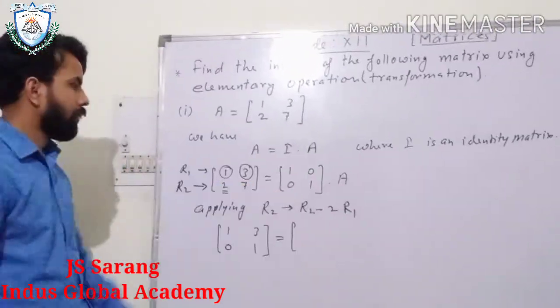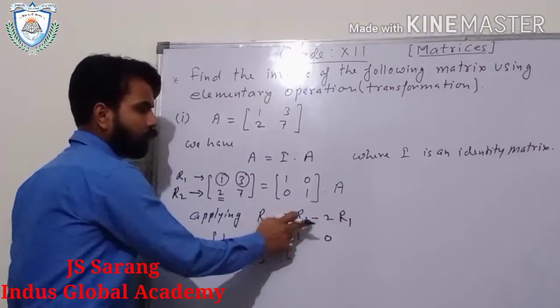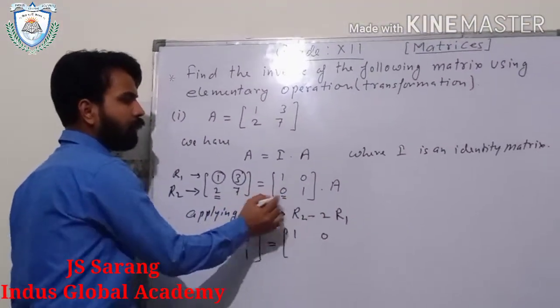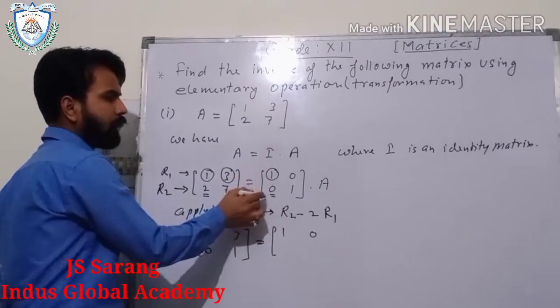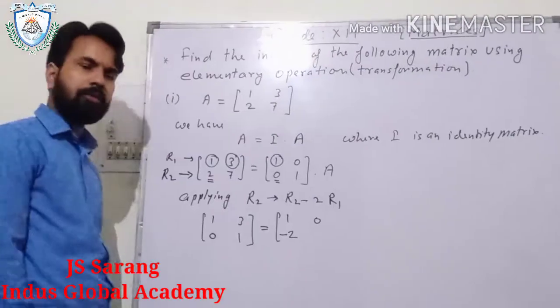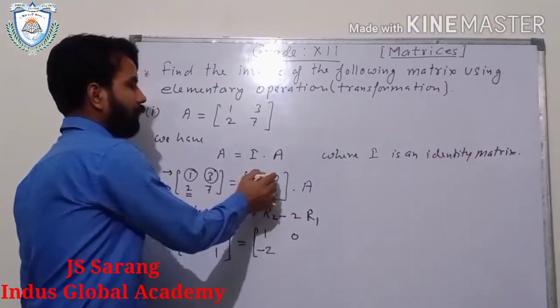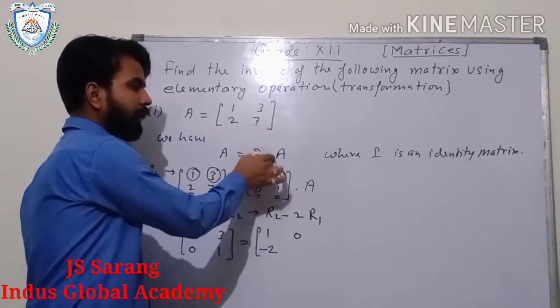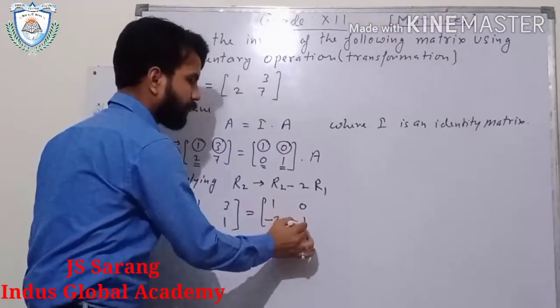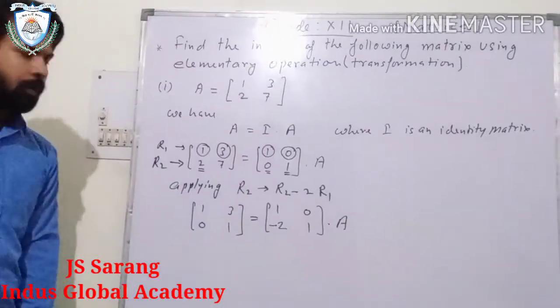Now, whatever operation we are applying in this matrix, the same operation we will apply for this matrix also. So the first row will remain the same, 1, 0. Now R2 minus 2R1. R2 is 0 minus 2R1. So 0 minus 2 ones are 2, 0 minus 2, that is minus 2. Same, 1 minus 2 into 0. 2 into 0 is 0. So 1 minus 0 gives you 1, and A will remain the same. Now see here.